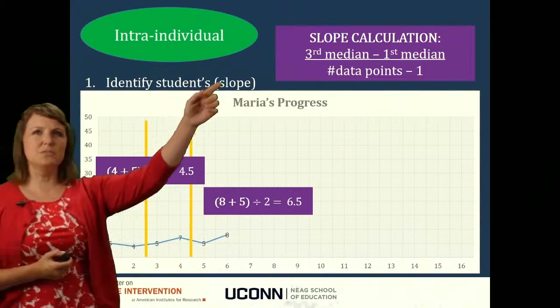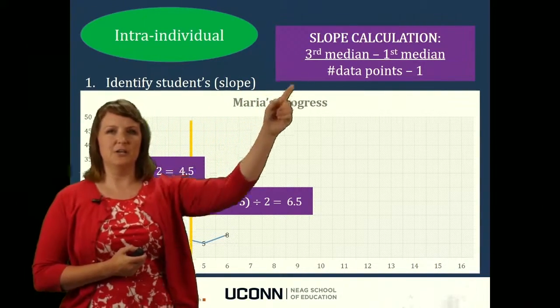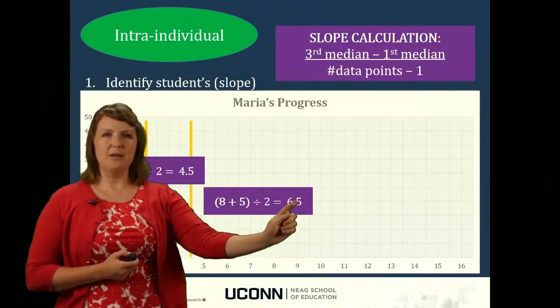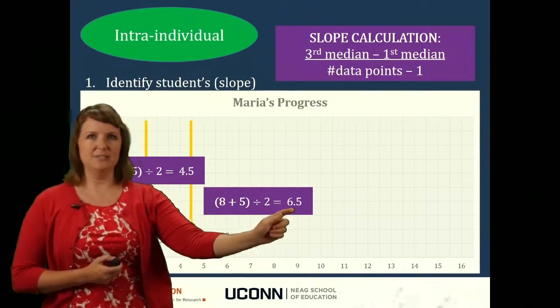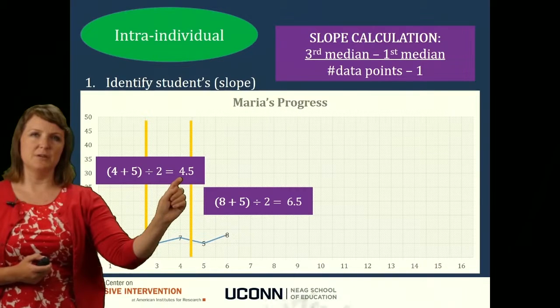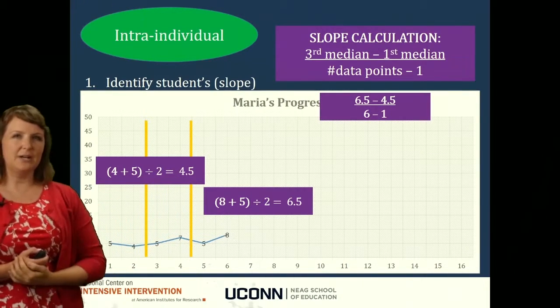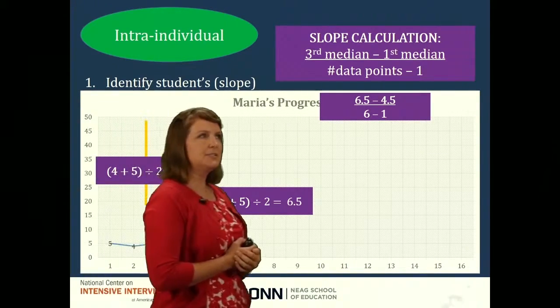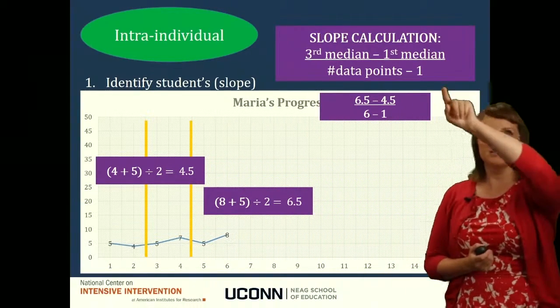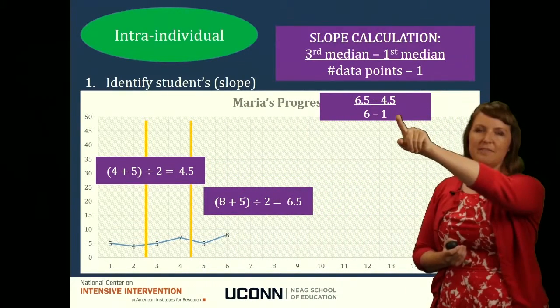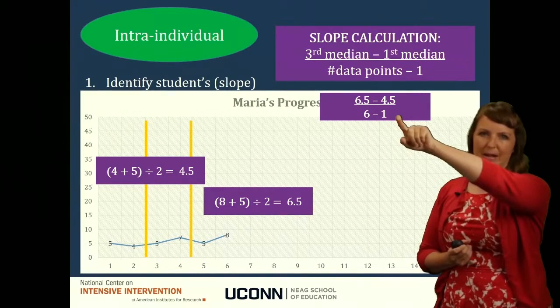So I'm going to do this first part of my slope calculation. Now I'm going to do the third median data point, which is 6 and 5/10, minus the first median data point. So what is that going to look like? 6 and 5/10 minus 4 and 5/10 is 2. And then I divide that by the number of data points minus 1.